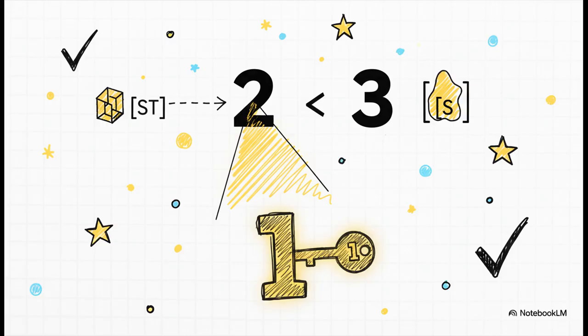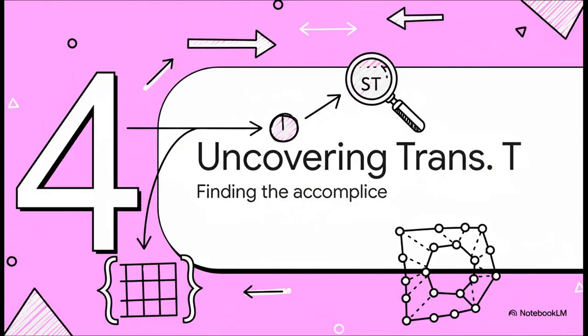A equals 1. Okay, so we've got our guy, but the investigation isn't quite over yet. Now that we've identified our main culprit, A, we can go after their accomplice, the transformation T. T was part of that combined operation ST, but up until now, its identity has been a total mystery.